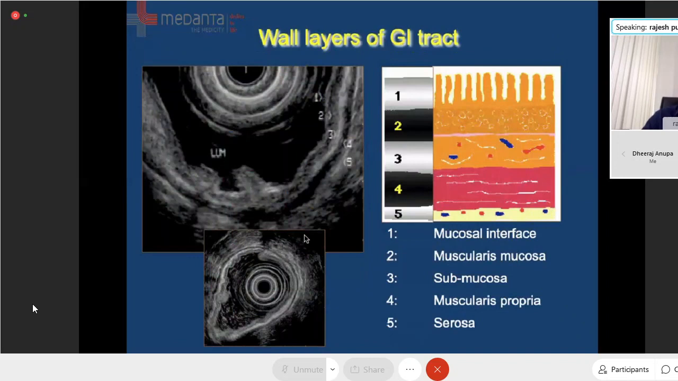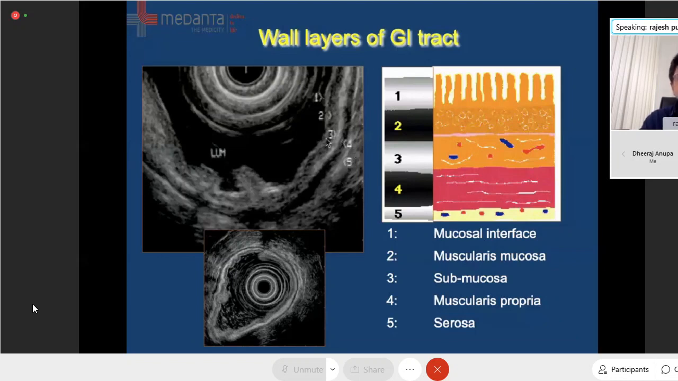Now the question comes: why are we talking about endoscopic ultrasound, and how does it score over CT? Endoscopic ultrasound gives the five-pattern layer of the gut wall. Our gut wall, as you know in pathology, consists of five layers. This is the interface, this is the muscularis mucosa, the white third layer is the submucosa, then the muscularis propria, and the adventitia or the serosa.